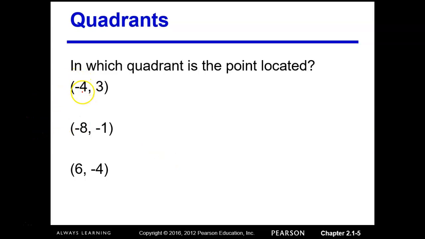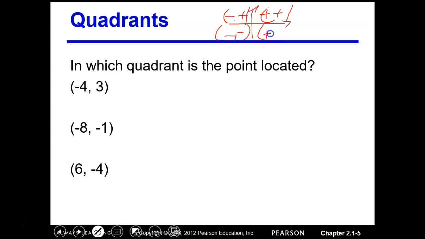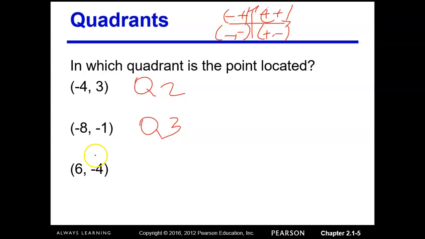Again, if we look here, you can always draw a little quadrant there. We have positive, positive; negative, positive; negative, negative; and positive, negative. That helps in the order. So negative, positive would be quadrant 2. Negative, negative, quadrant 3. Once you draw something like that, it's easy to just see. So positive, negative, that will be quadrant 4.